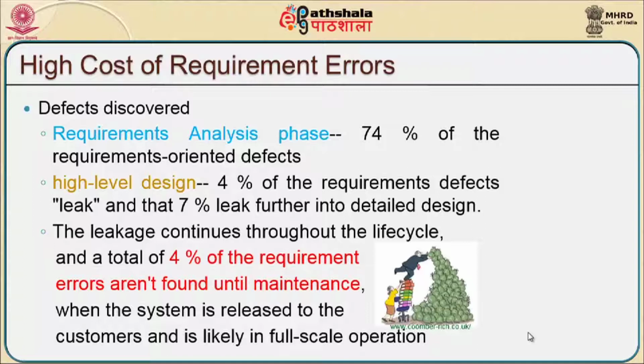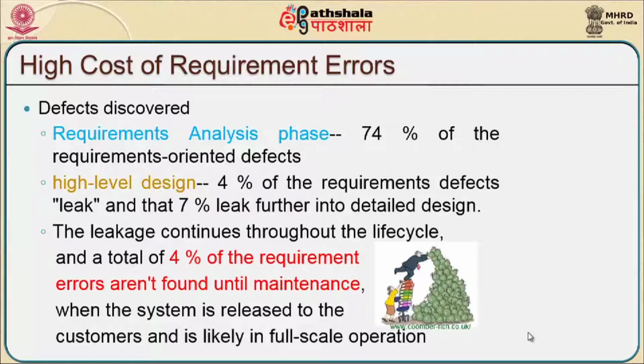Whereas, once I have drawn myself to a high level defect, it becomes 4% of the requirement defects leak and 7% leak further into a detailed design. So, from 4% it will get on to 7% leak. Why? Because it has been transferring all that error that has been identified from the requirements to the design phase. So, the leak percentage will automatically increase. So, this leak continues throughout the life cycle, and a total of 4% of requirement errors aren't found until maintenance.